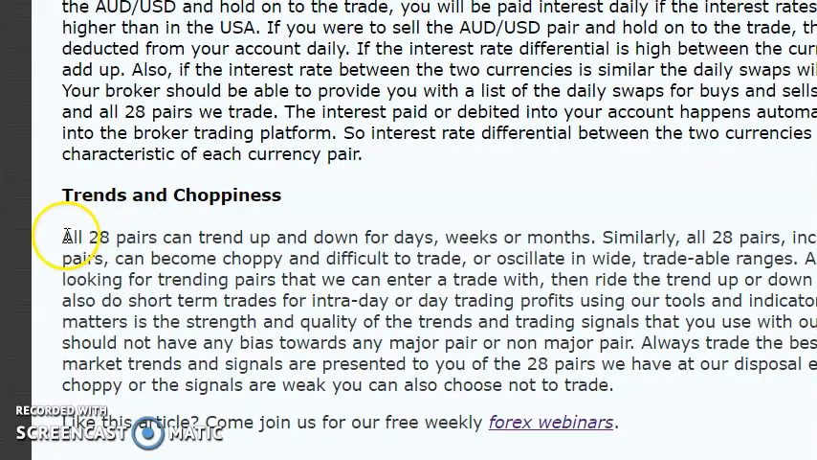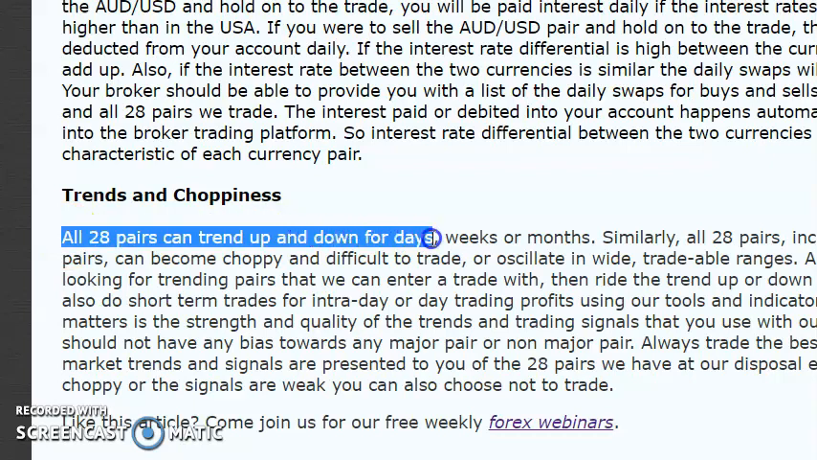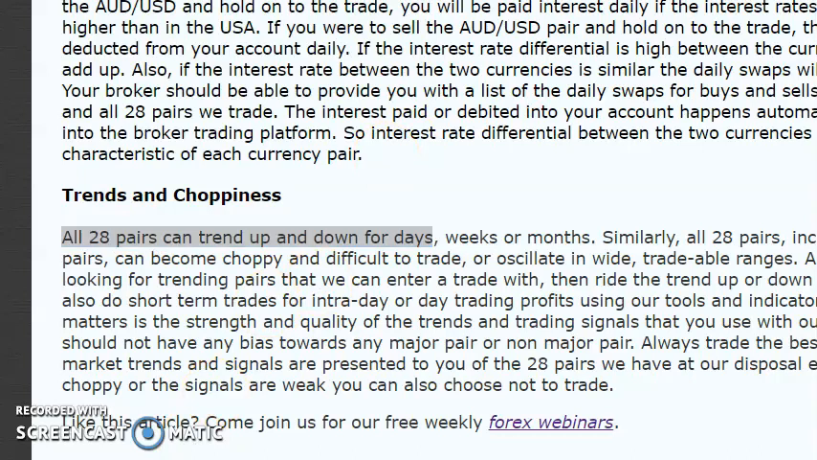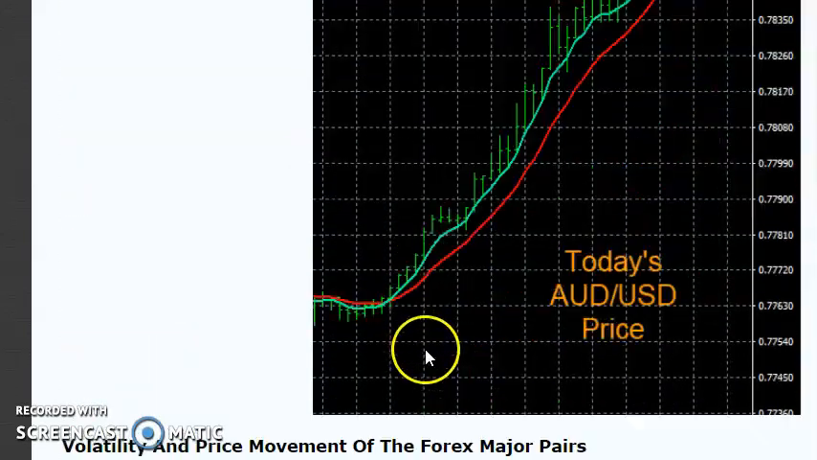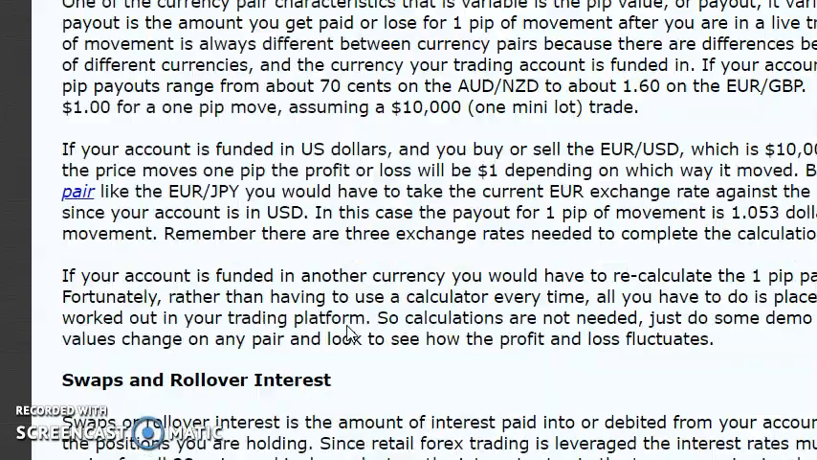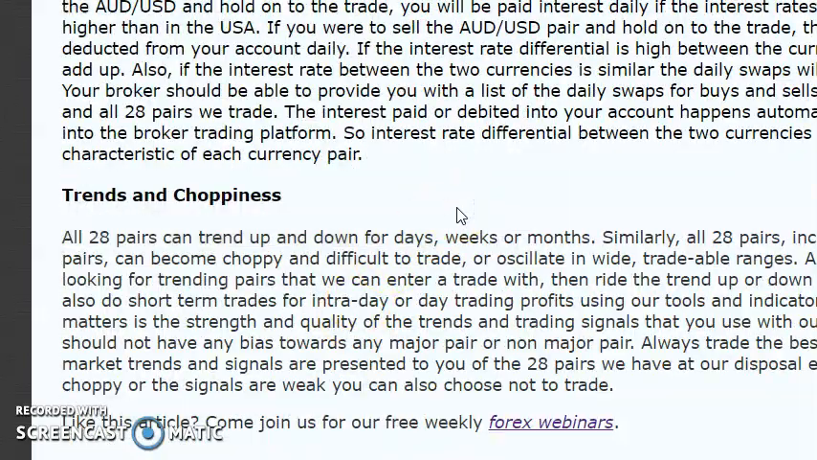Okay, remember that all 28 pairs that you trade can trend up and down. All 28 pairs, including the major currency pairs, can range. They can be choppy. Those types of characteristics are similar and can be easily seen on a set of charts. On a trading system like this, a really great signaling system with very simple trend indicators, you can trade all 28 pairs. You can day trade all 28 pairs.